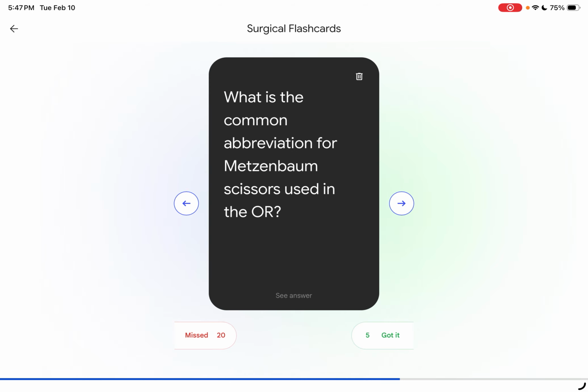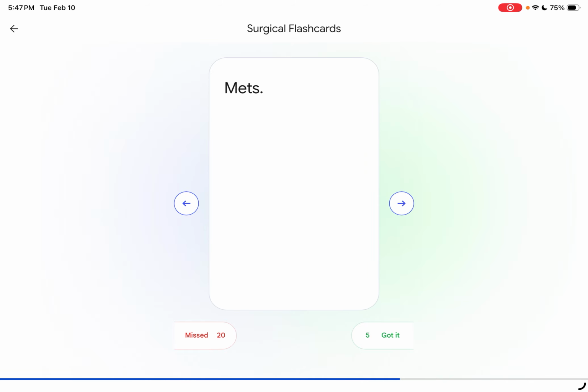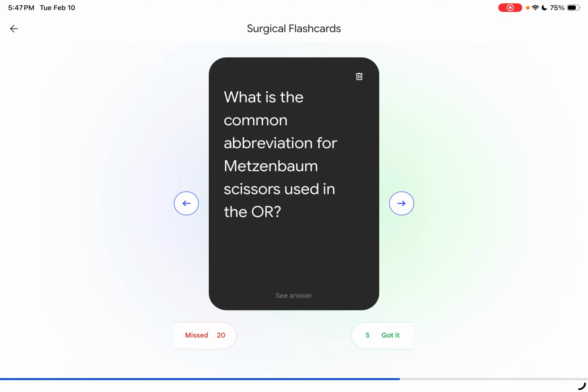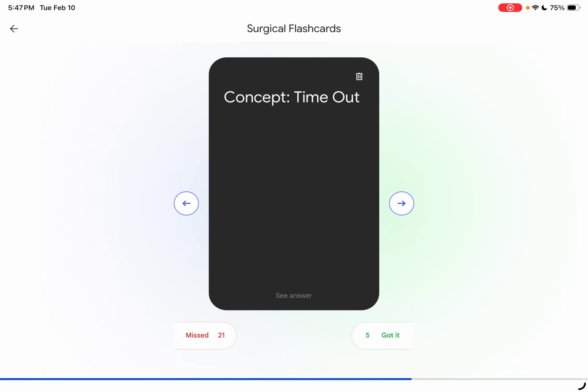What is the common abbreviation for Metzenbaum scissors used in the OR? So, ang Metzenbaum again is used for delicate tissues. Mets. Okay. Next, concept of timeout.